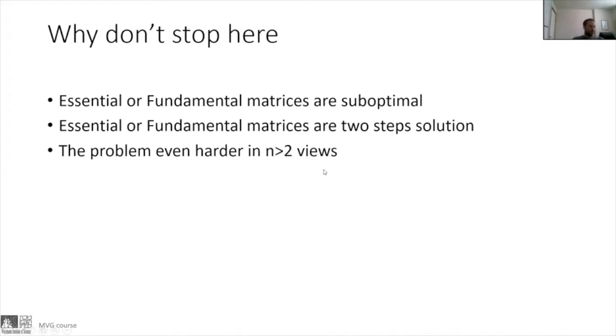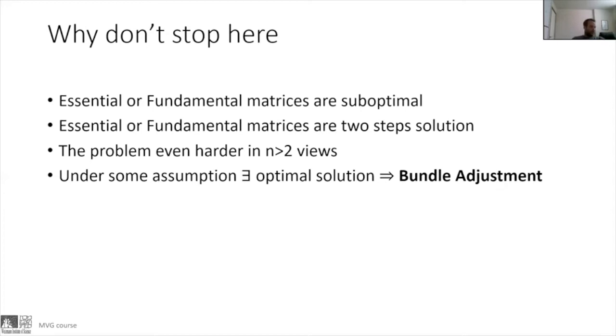And everything I told you until now, the problem is even harder when you have more than two views. Because the fact is that we know only how to deal with two views. We know how to solve two views, but when we have more than two views, we need to propagate information from two views to three or more views, which is actually harder. I'm telling you this in a hand-waving way, but you will see exactly the problem in the multi-view lecture.